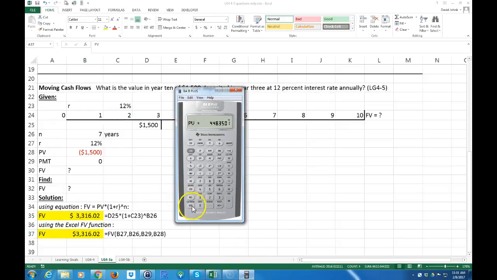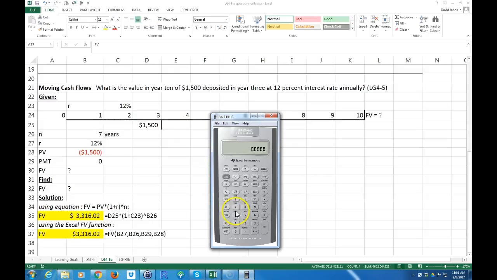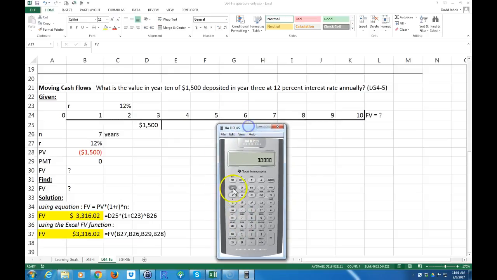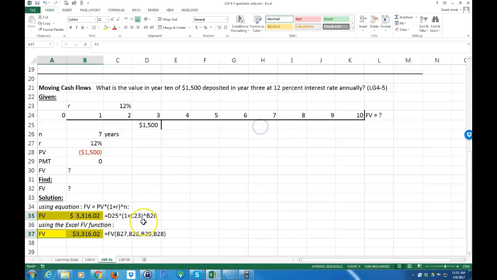Let me clear the work. So n is 7, so I go 7 n, and then the next thing we want is r. 12 is r. Present value is 1,500, so I go 1,500, change sign. Payment 0, and then compute the future value, and it's 3,316.02. Same answer. Okay. All right.